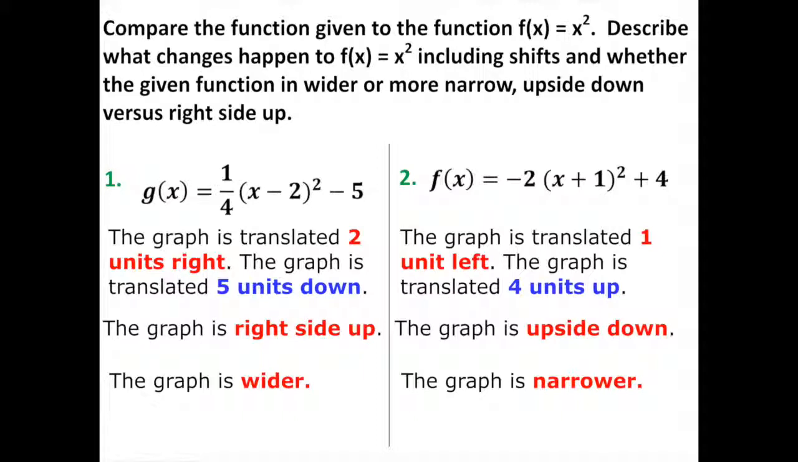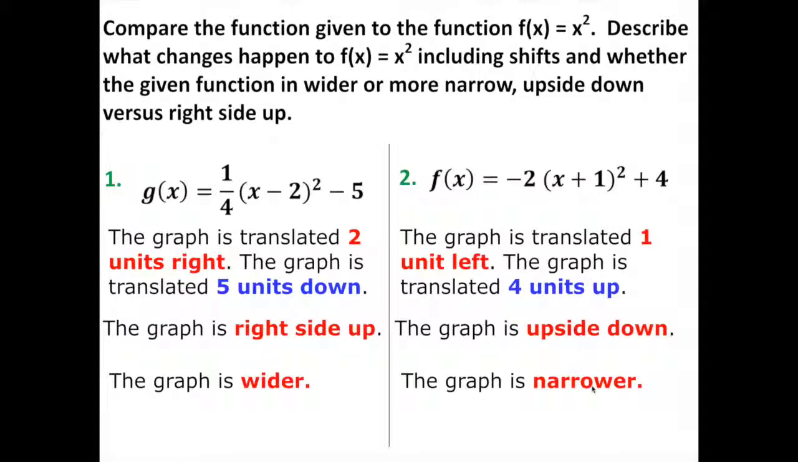Okay, check your answers here. Now this one is wider. It's wider because it's 1/4. Remember, 1/4 is less than 1. Now the graph is right side up because it's a positive here. There's no negative in front. The graph is translated 2 units to the right. It's 2 units to the right because my h value is +2. My vertex on this one is (2, -5). And that means it's translated 5 units down.